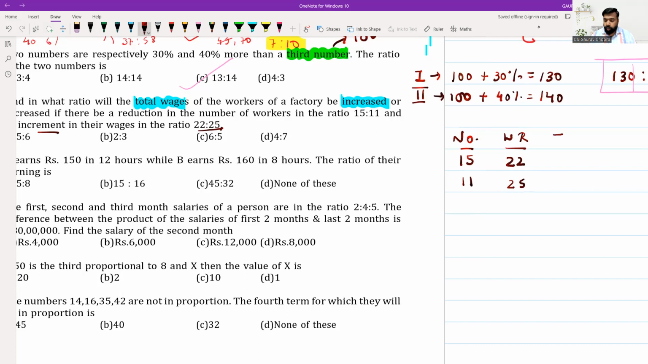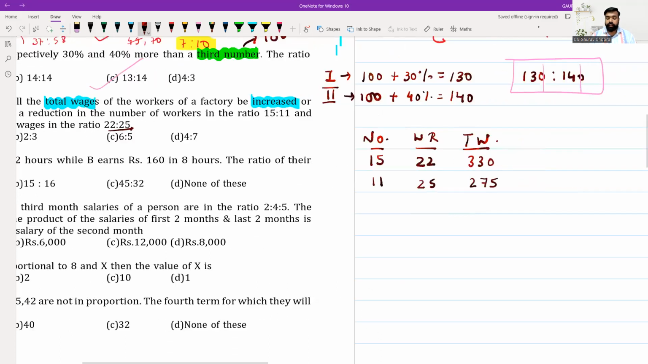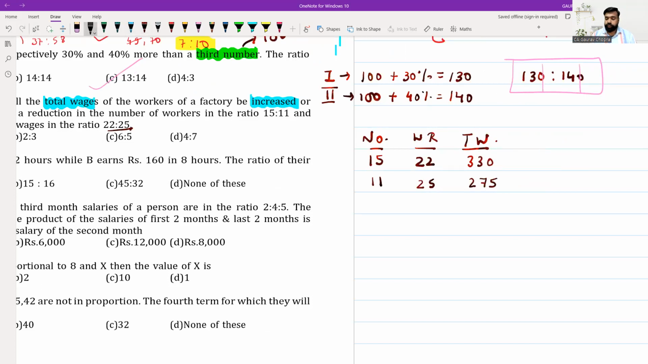So let's check what about their total wages. दोनों का टोटल वेजेस कितना हुआ? 15 multiplied by 22 becomes 330, and 11 into 25 is 275. So 330 denotes old total wages, and 275 is new total wages. और आपको क्या करना है, कंपेयर करना है ओल्ड और न्यू वेजेस को, ओल्ड वर्सेस न्यू. Old is 330, new is 275.